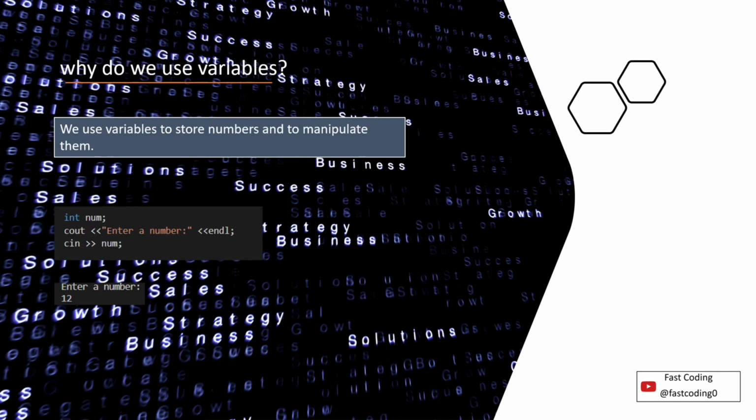But why do we use variables? We usually use variables to store numbers and manipulate them. The best example is taking a number from the user. So the third box, which says enter a number, it is the execution box. After we run that code, we will get enter a number, and I wrote 12. So num value will change to 12.